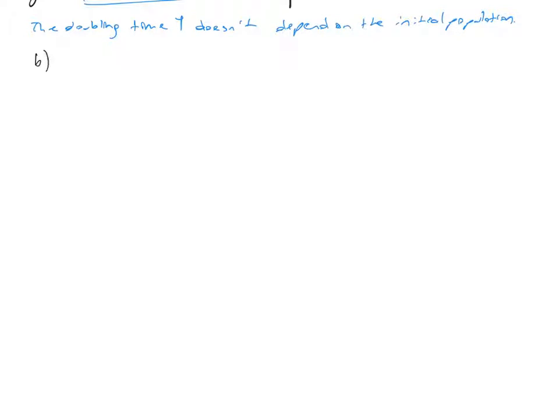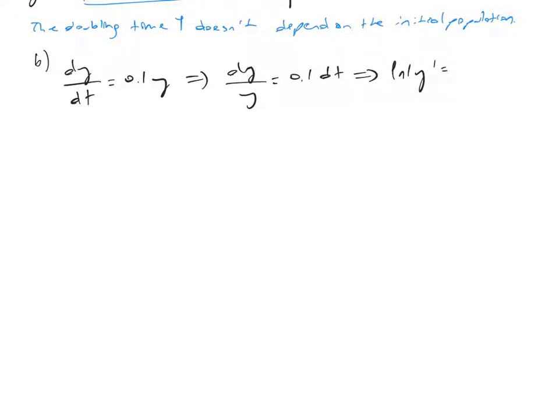And in part B, we are asked to suppose that the growth rate is 1 over 10 and determine the doubling time tau. This time our differential equation is relatively easy because our growth rate is just a constant. And from here dy over y is equal to 0.1 dt. And from here ln y is equal to 0.1 t plus c. And y is equal to e to the 0.1 t times c.